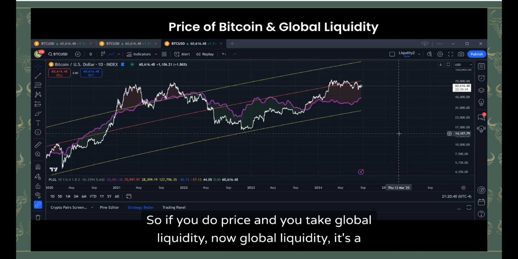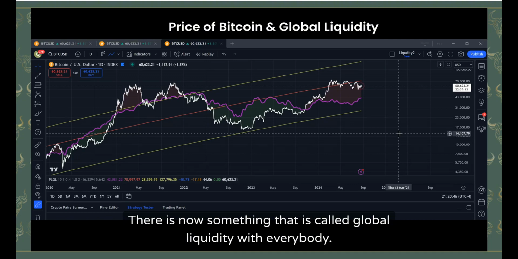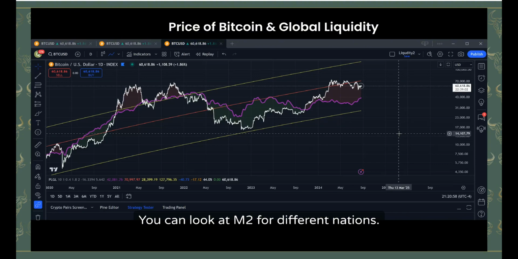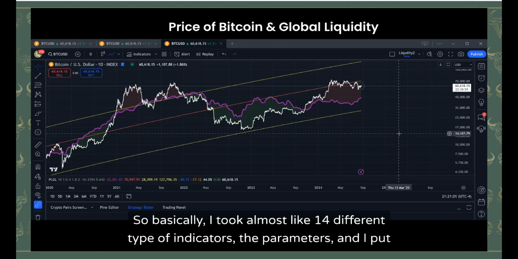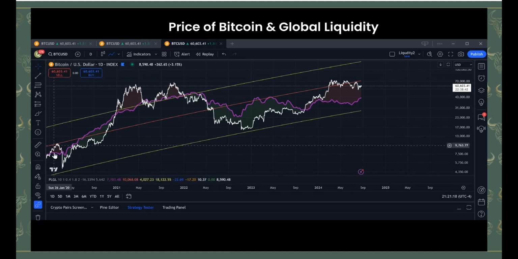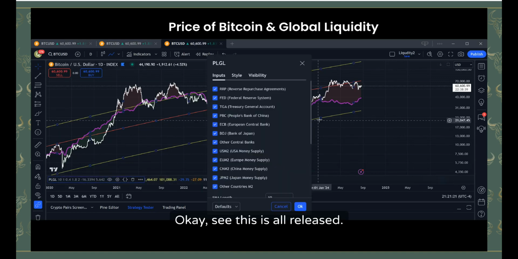If you take price and global liquidity, now global liquidity is kind of an arbitrary quantity. There is nothing called global liquidity that everybody agrees on. But one of the things you can do is look at many different banks, how much money they are moving around. You can look at M2 for different nations. So basically, I took almost 14 different indicators, the parameters, and I put them all together. If you go to the article here, okay, see, this is the whole list.